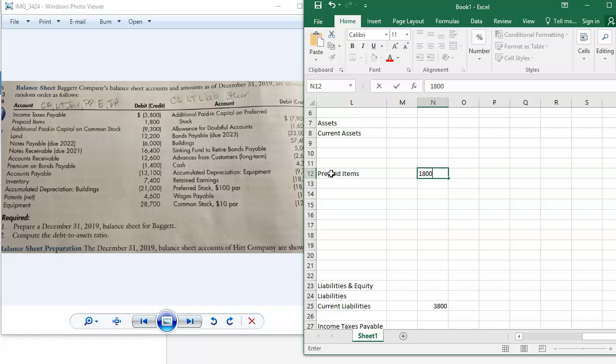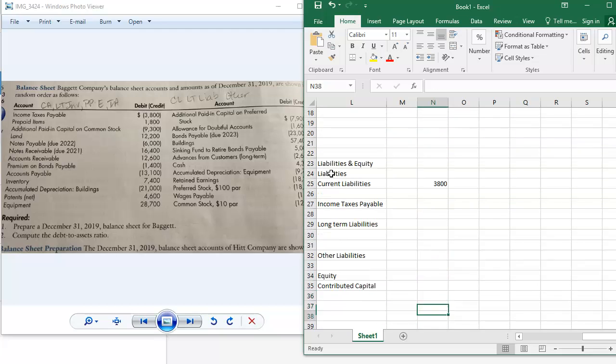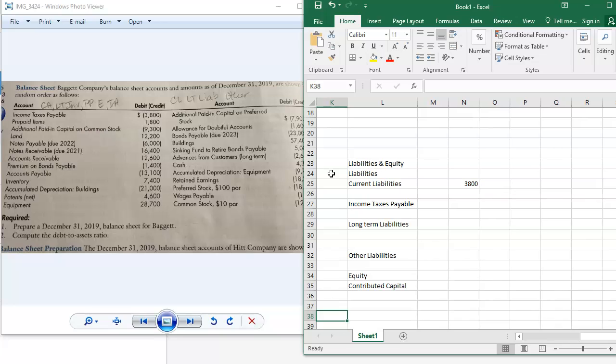All right, additional paid in capital and common stock is an element of equity, and it's part of contributed capital. We've got, I see common stock, I see preferred stock. I'm going to abbreviate a little bit. So this is 9,300.